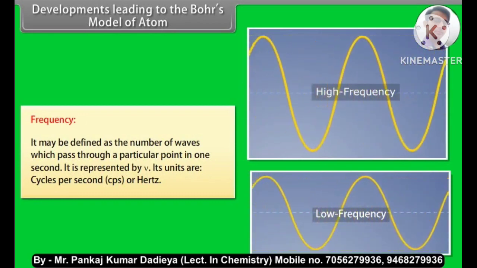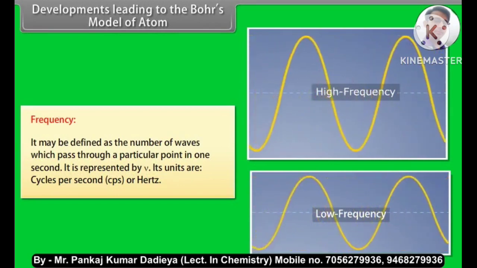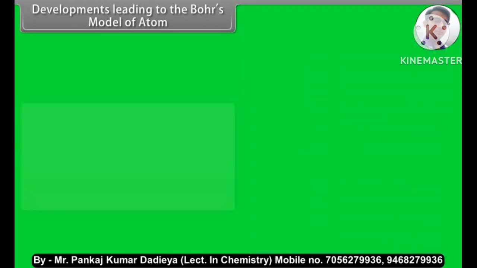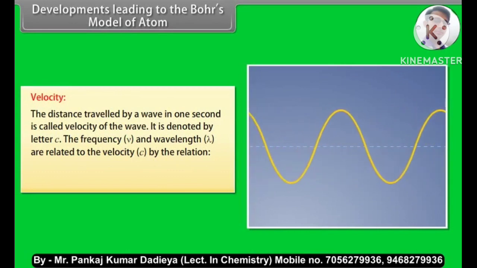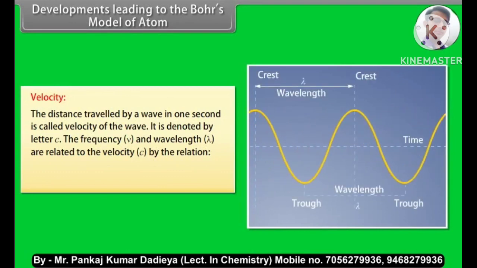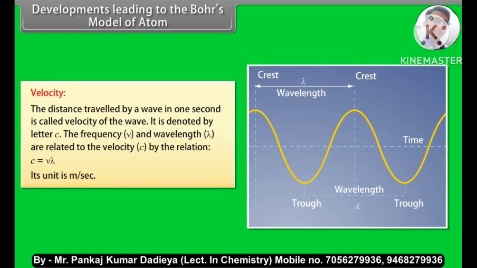It is represented by mu. Its units are cycles per second or hertz. Velocity. The distance traveled by a wave in 1 second is called velocity of the wave. It is denoted by letter c. The frequency and wavelength are related to the velocity c by the relation c = mu × lambda. Its unit is meter per second.